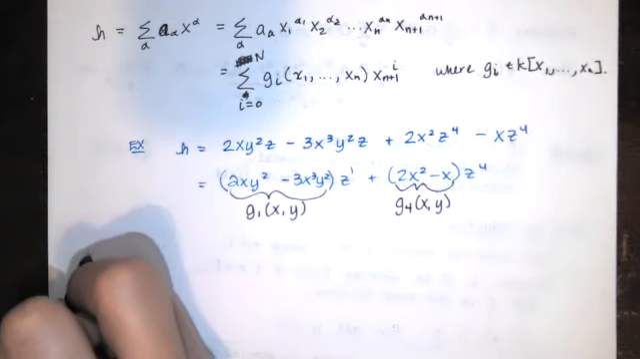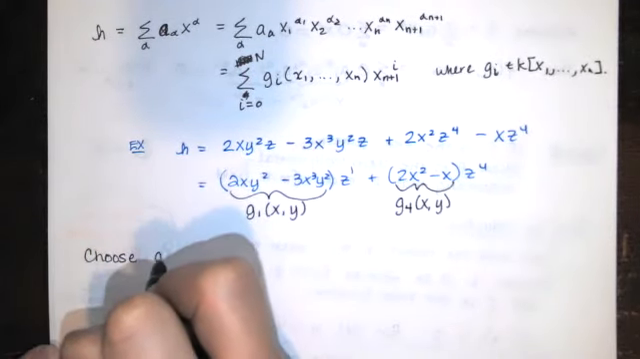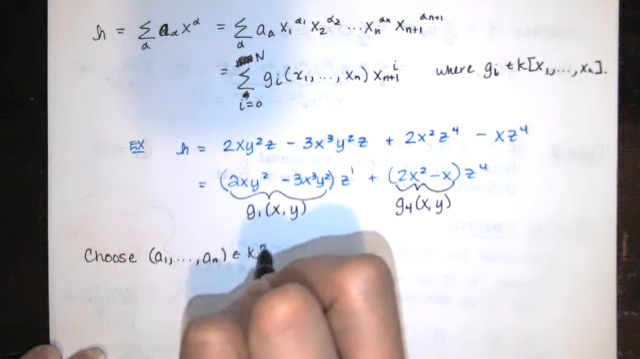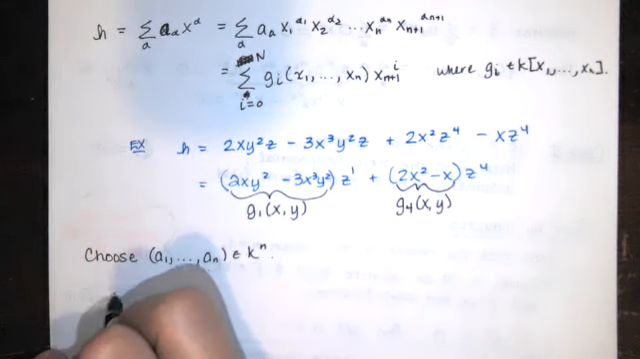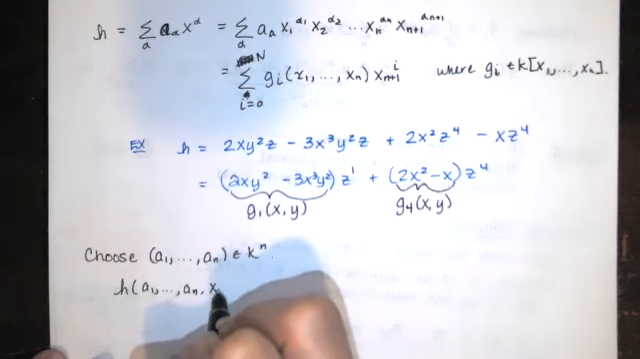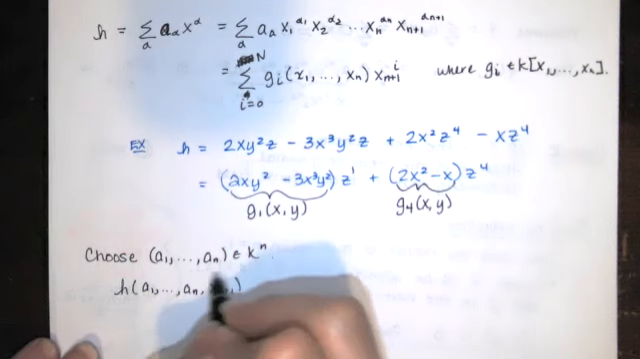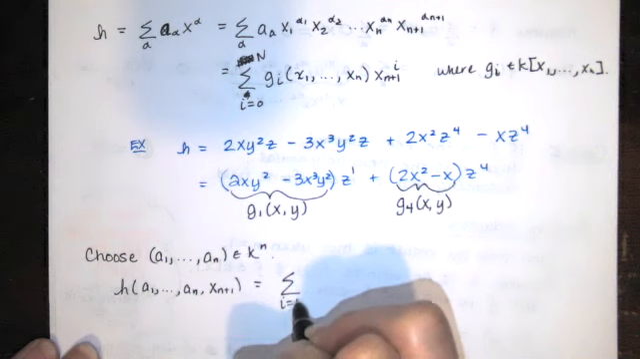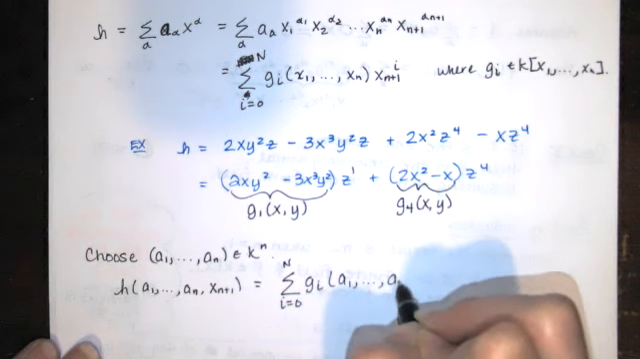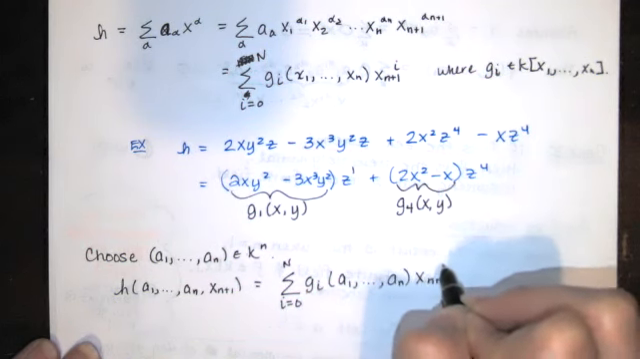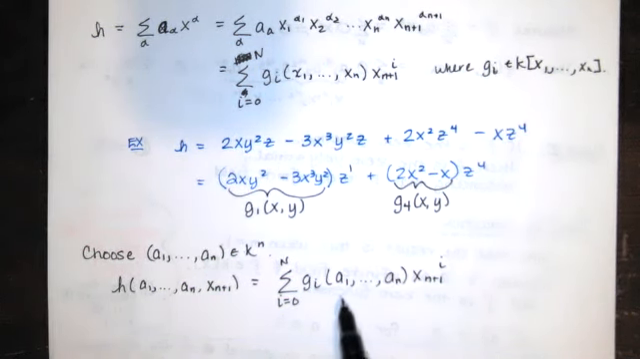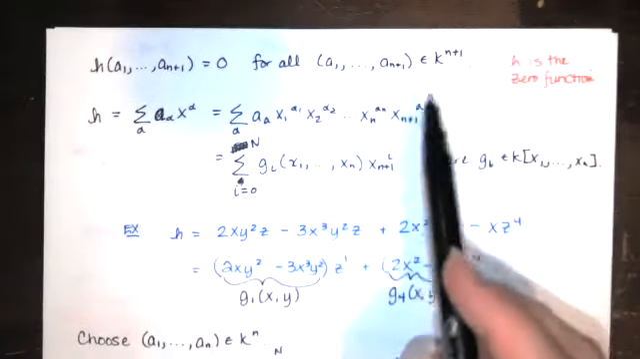So let's choose a particular n-tuple in n-dimensional affine space. Then if we evaluate h at that n-tuple, and we still have that x sub n plus 1 as a variable in there, what we get is this. Now this, we know, is equal to 0.